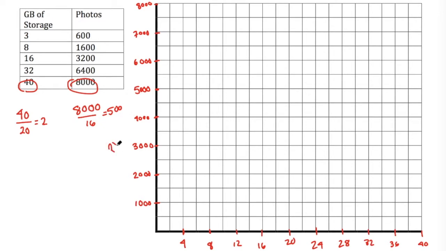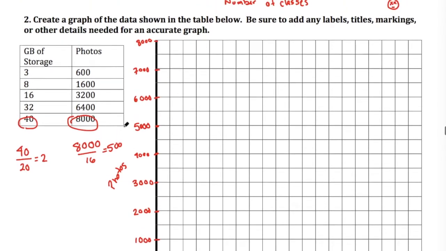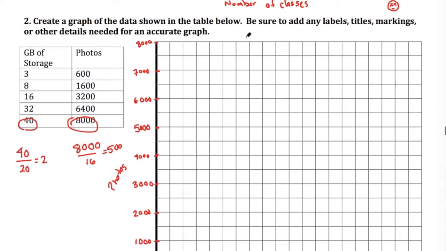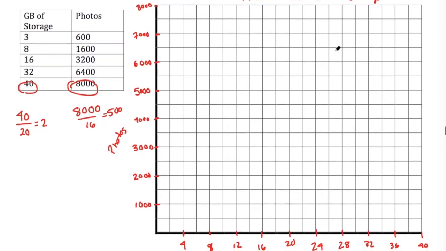Let's also label over here. We'll call this photos, of course. How many photos? Before we forget, let's go up to the top. Remember, we're going with a y versus x label. So this is photos versus gigabytes of storage. Terrific. All right, we've got all our labels, x, y axis, title. It's time to start graphing some points.